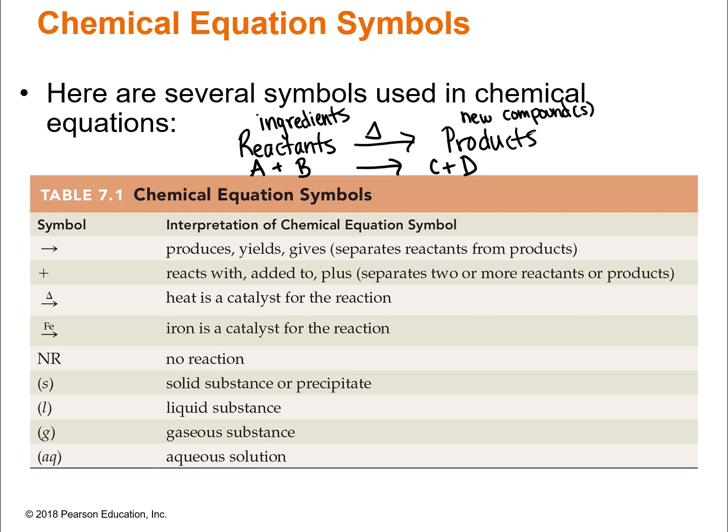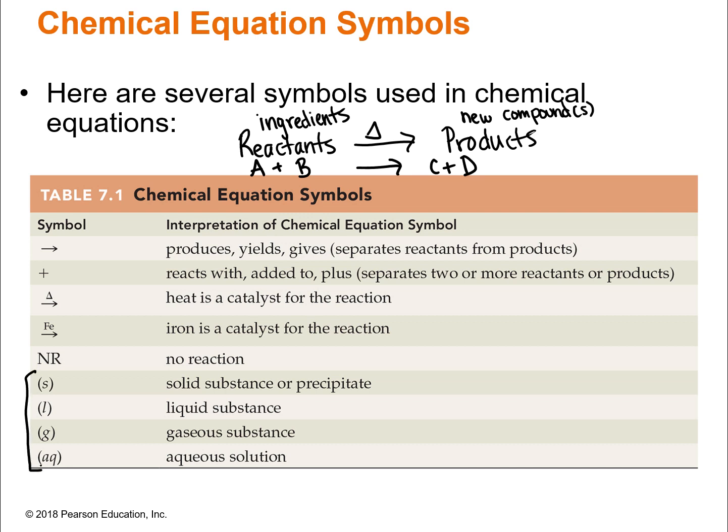The next symbol is the NR for no reaction. So sometimes you can mix two things and nothing happens. That's no reaction. So you would put NR. And later on, I'll show you when that might be applicable.